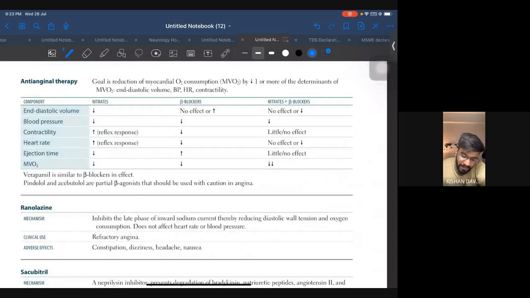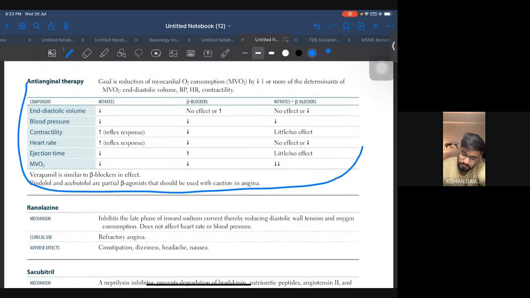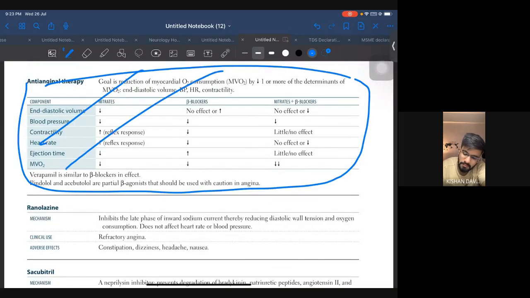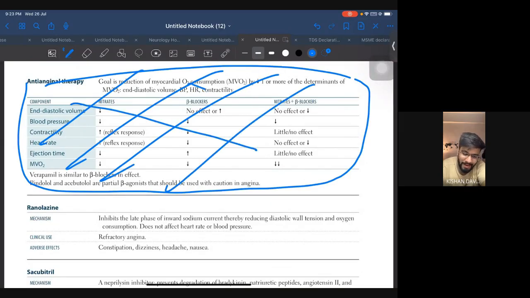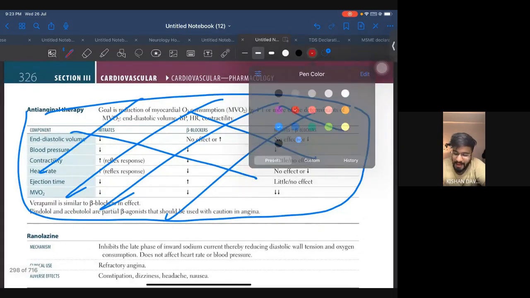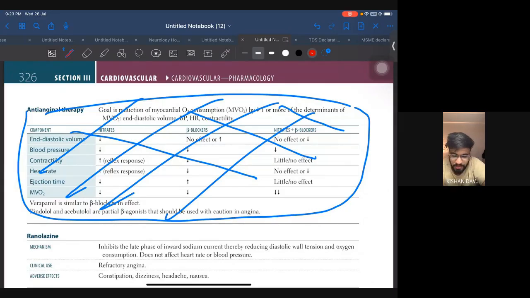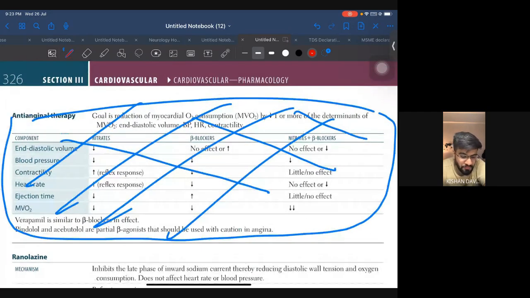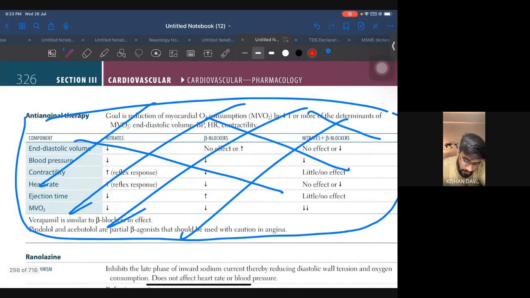Coming to anti-anginal therapy, ये आप छोड़ दो. All right, just leave this. No need to worry about it because one or two questions are there in UWorld regarding this and they have confused it. So ये आप पार्ट छोड़ दोगे तो बहुत अच्छा होगा. अगर आपको नहीं छोड़ना है so I'm writing few points, just write them down.